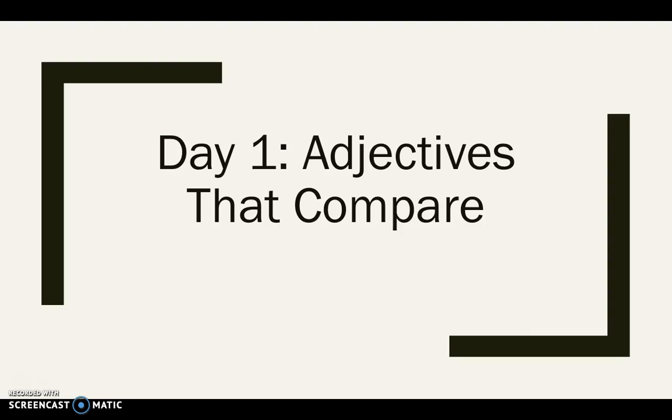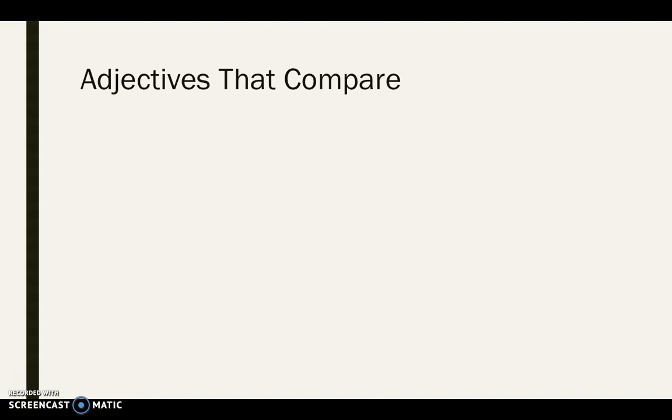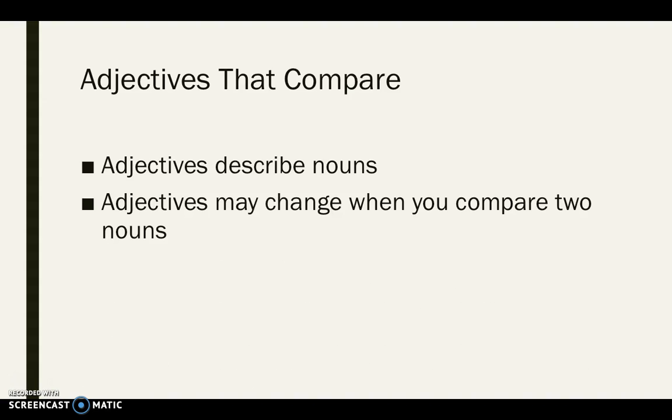This week we're going to talk about adjectives that compare. When you compare two things, it's how you tell they are alike. You can also use these, they could also be called adjectives that contrast. Adjectives describe nouns, and a noun is a person, place, or thing. Adjectives may change when you compare two nouns. So you don't leave the adjectives the same, you have to do something in order to change them.